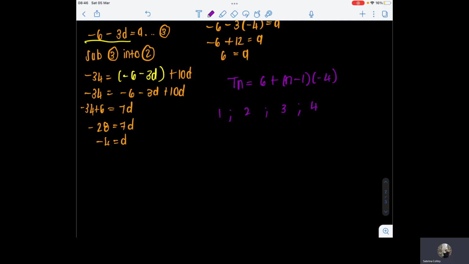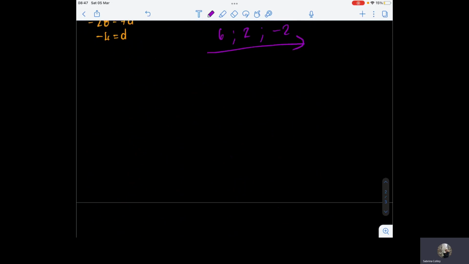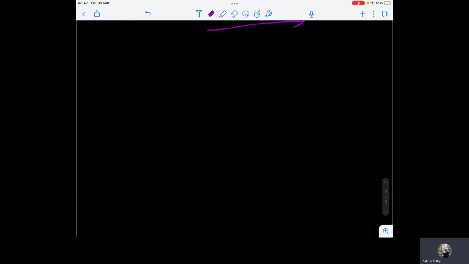So term 1 we know is 6. Term 2, if we put 2 into this formula over here, so 6 plus 2 minus 1 times negative 4, that's going to be 2. And then the next one, if you put into the formula, is negative 2. And this is what they're asking you. So that is how you do those questions. Always write what you know, what formulas you know will work with it, and so on and so forth.